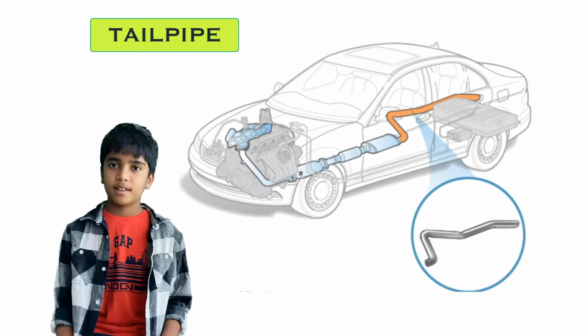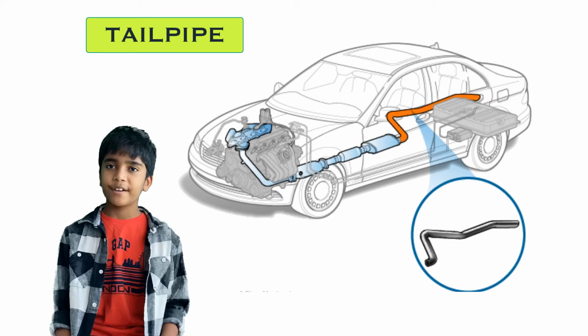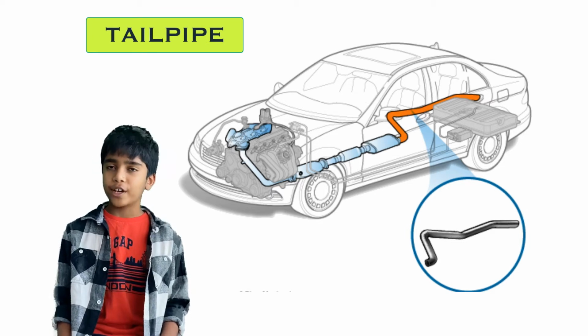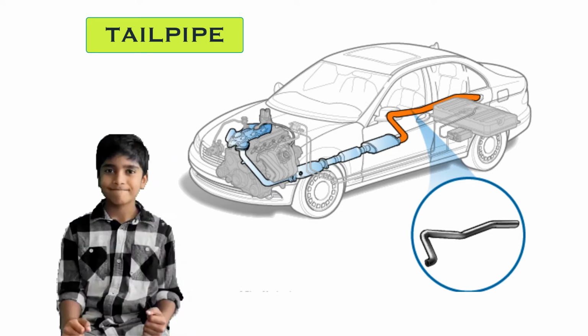The next one is the tailpipe. The tailpipe is the pipe that carries exhaust fumes from the muffler or catalytic converter to the rear of the vehicle.